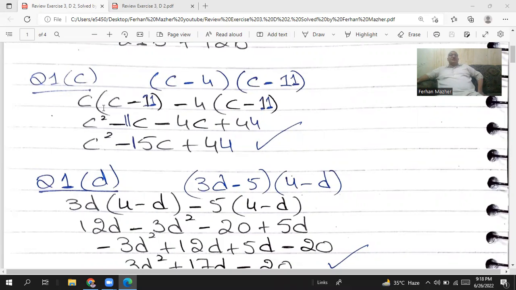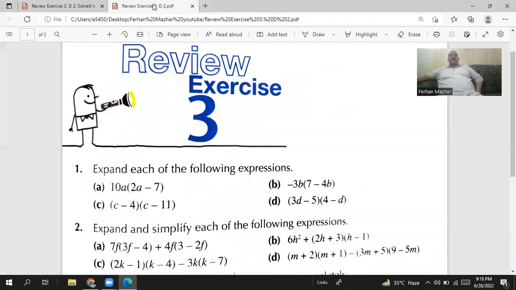So c squared, when the c will multiply with the minus 11, it will give you minus 11c. When the minus 4 will multiply with the c, it will give you minus 4c. Minus 4 multiplied with the minus 11 will give you plus 44. So I will arrange the like terms, and you will have c squared minus 15c plus 44. So this is how you will do question number 1, the C part.